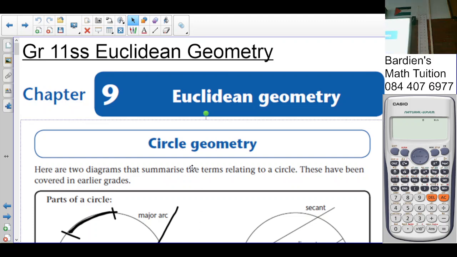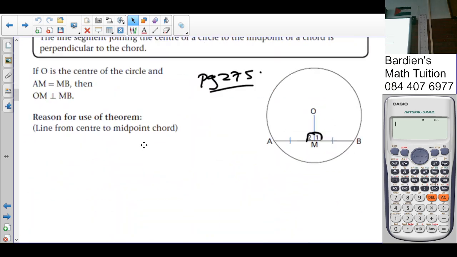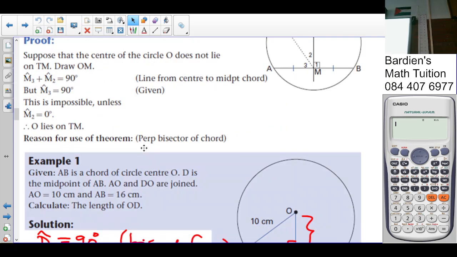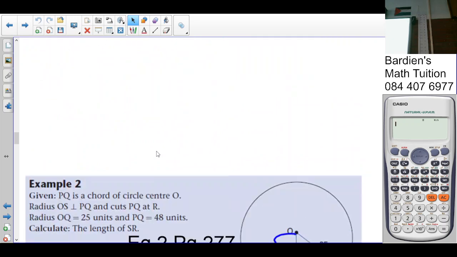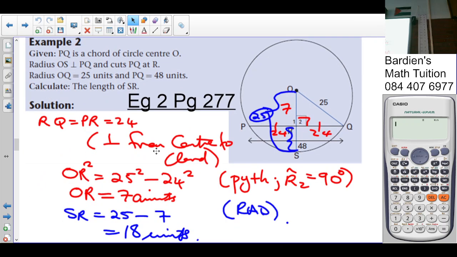Okay, good morning class. So today we're looking at Euclidean geometry, circle geometry. We have completed theorem 1, which is: a line drawn from the center perpendicular to a chord bisects the chord, and its converse, which is: a line drawn from the center which bisects the chord is perpendicular to the chord.